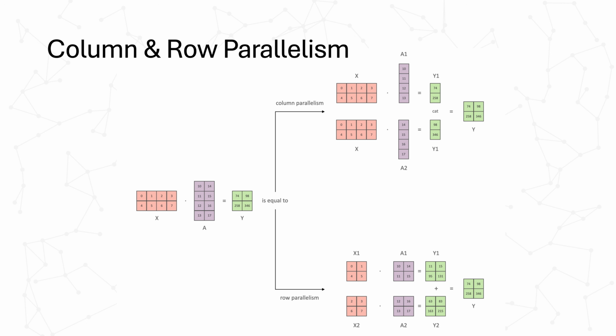For the bottom example, if we wanted to split the A matrix by its rows, we would split the X matrix by its columns. Again, this would give us two 2x2 matrices, which we add. And again, we are given the same final result that we would have gotten had we just done a simple matrix multiplication on just one GPU. So that is essentially how tensor parallel works.